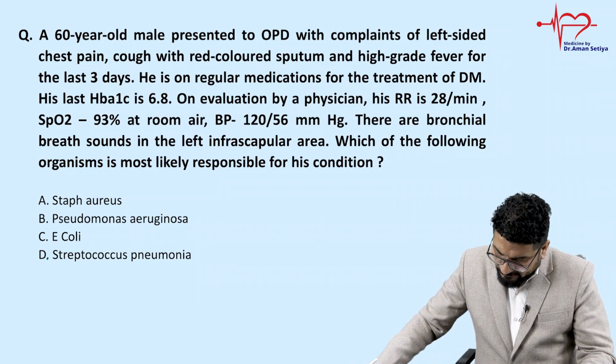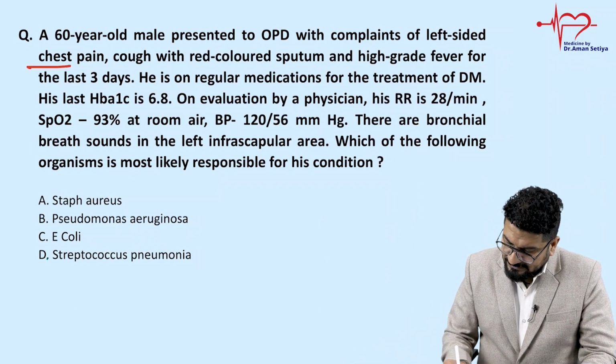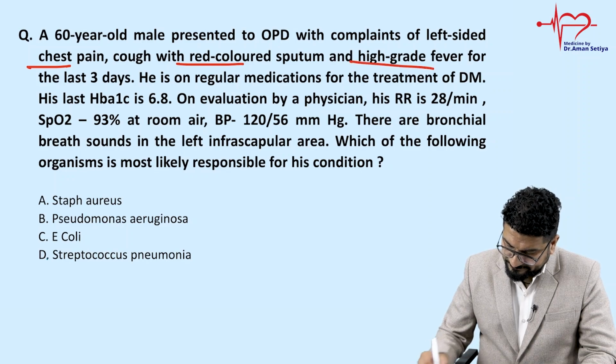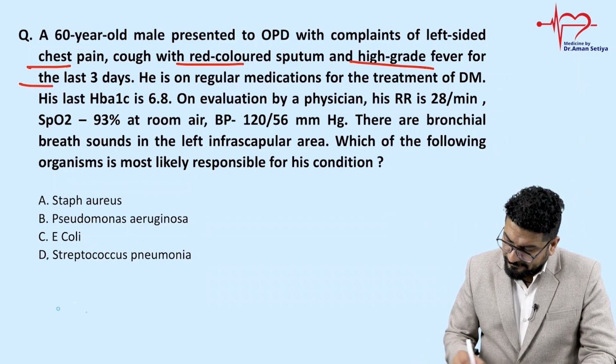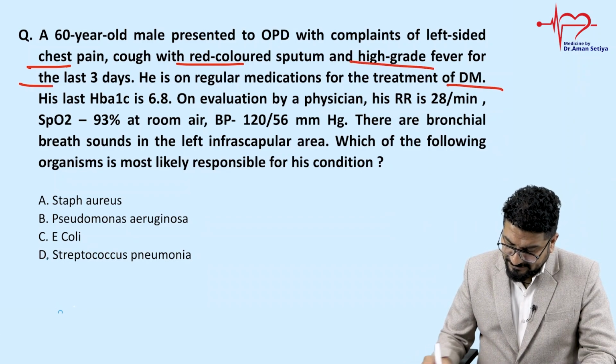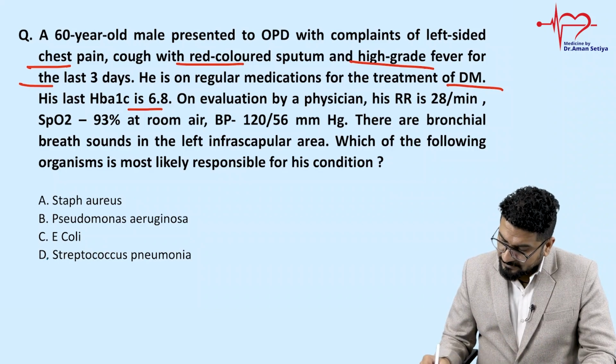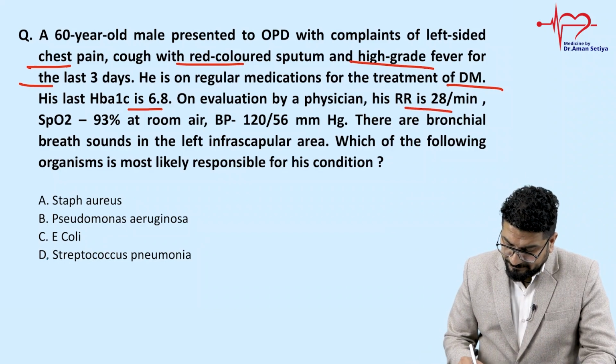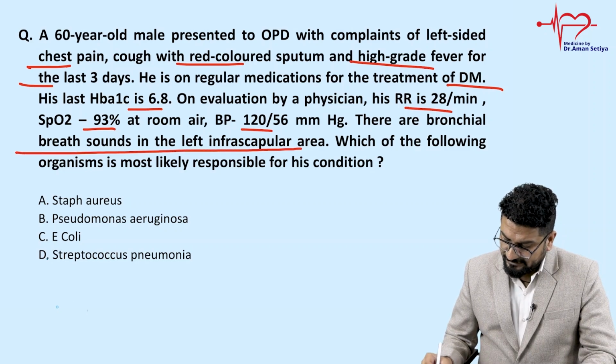A 60-year-old male presents to OPD with complaint of left-sided chest pain, cough with red color sputum, and high-grade fever for the last 3 days. He is on regular medication for the treatment of diabetes mellitus. HbA1c 6.8 means fairly controlled. Respiratory rate is 28, SpO2 is 93, BP is 120/56.